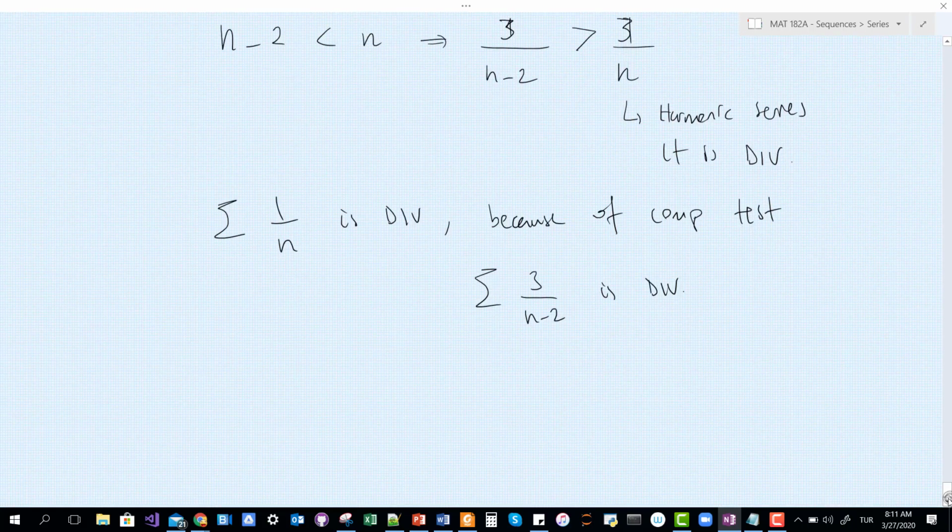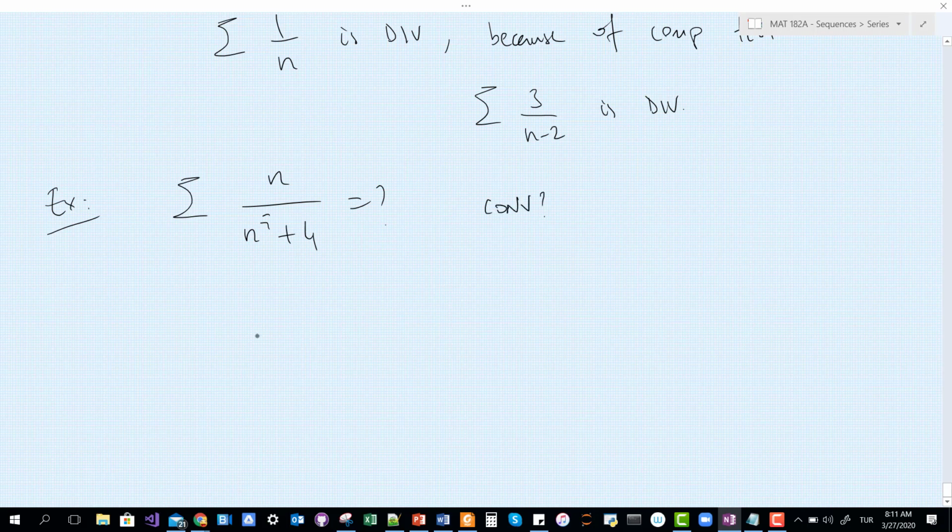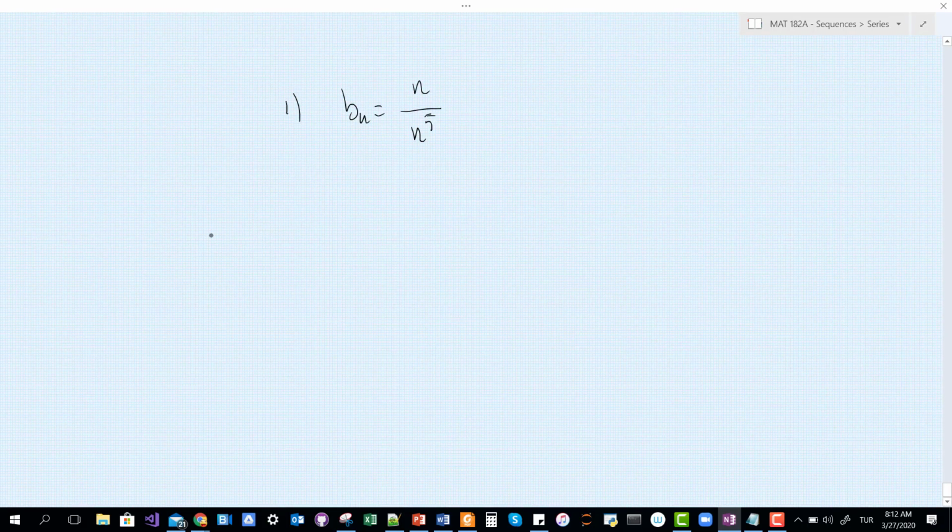So let's show another example: n over n to the 5 plus 4. So the question is the same, and I want to use the comparison test. The first step is to choose what the Bn is. When I choose, I always use this technique. Please take the highest degree term on the top and then on the bottom. That's going to be the series I'm going to compare my original series with. How am I going to compare? That's the usual steps I always take.